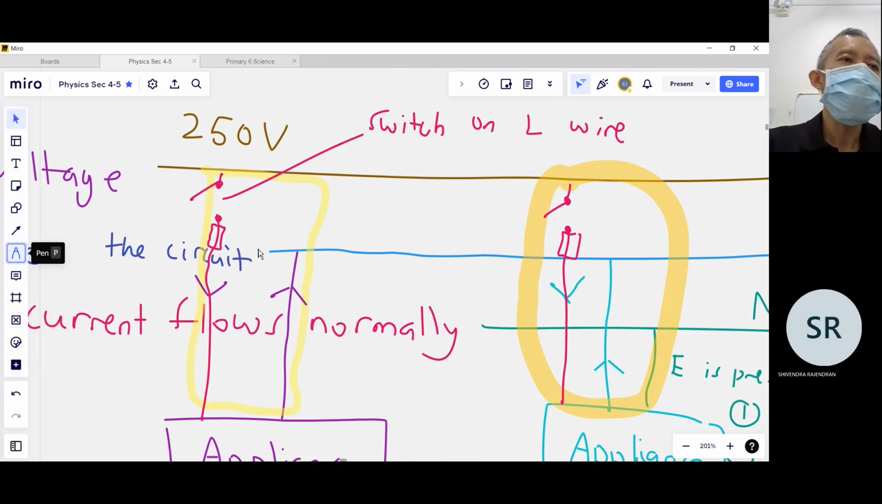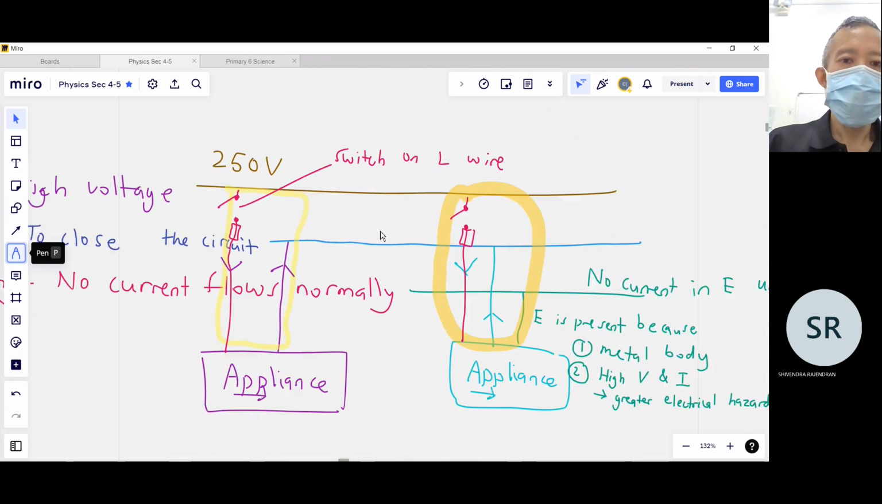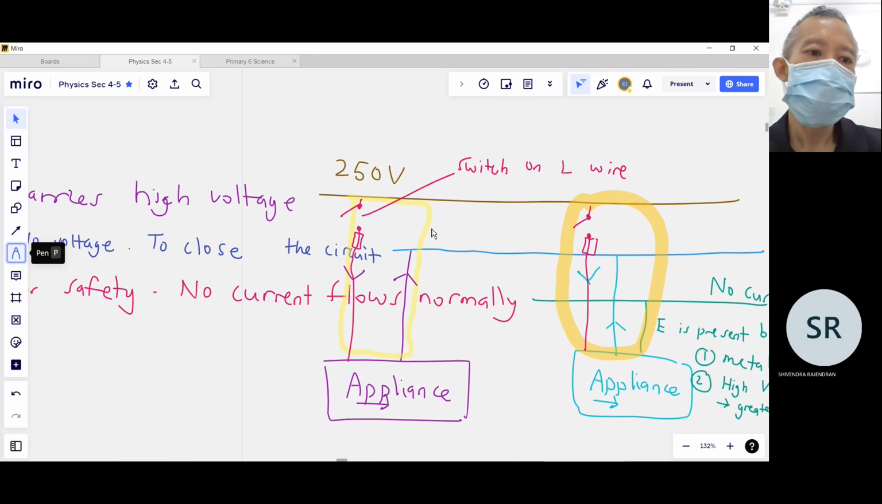Now, circuit breaker is seldom on individual appliance, seldom. Circuit breaker is normally at the entrance to your door, to your main door. So for the circuit breaker, I would draw it here.